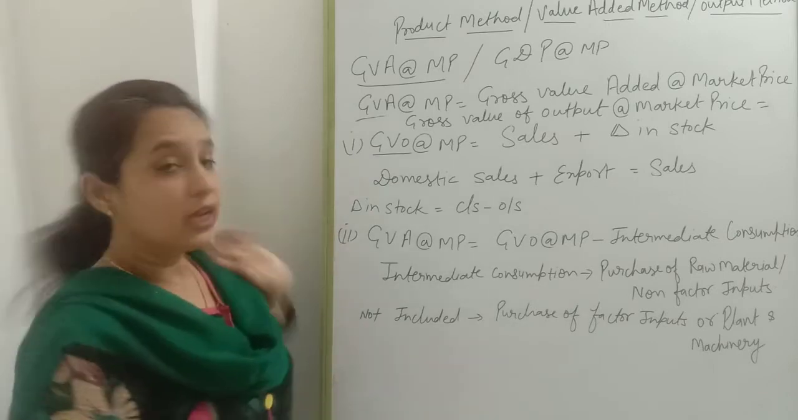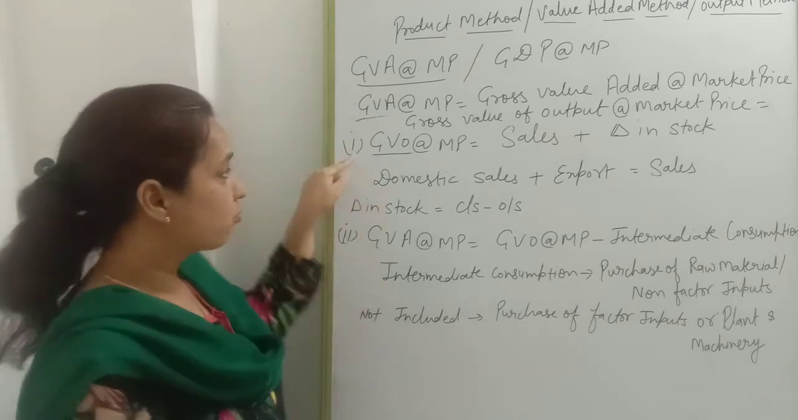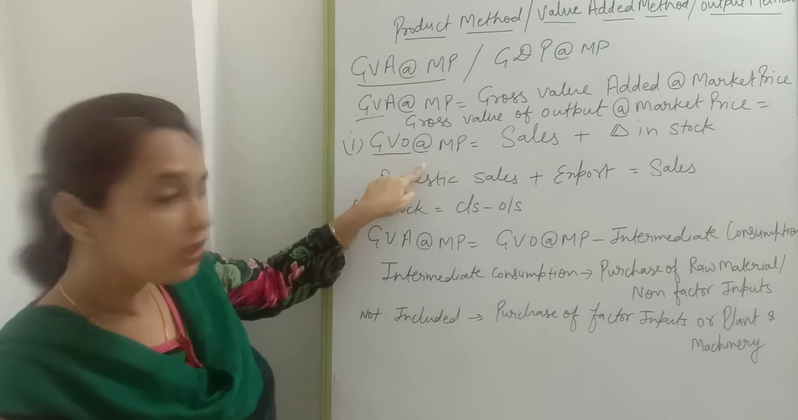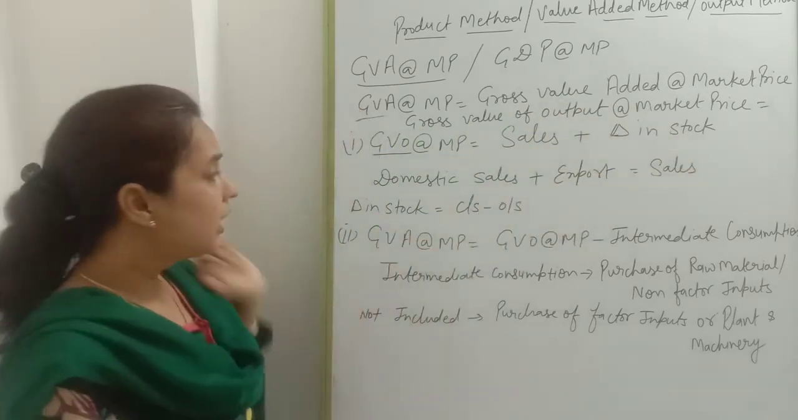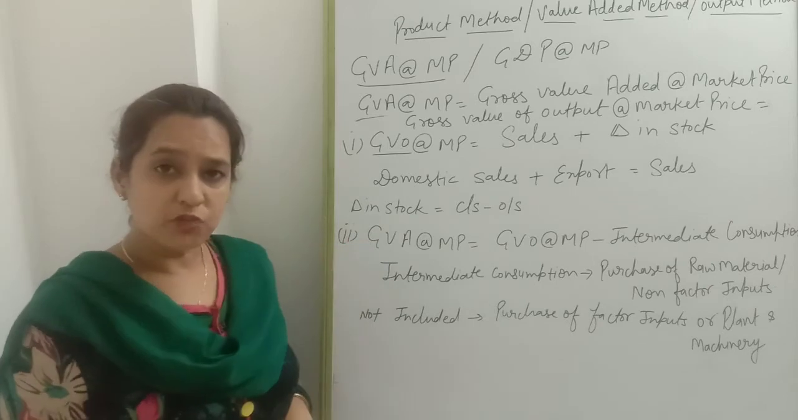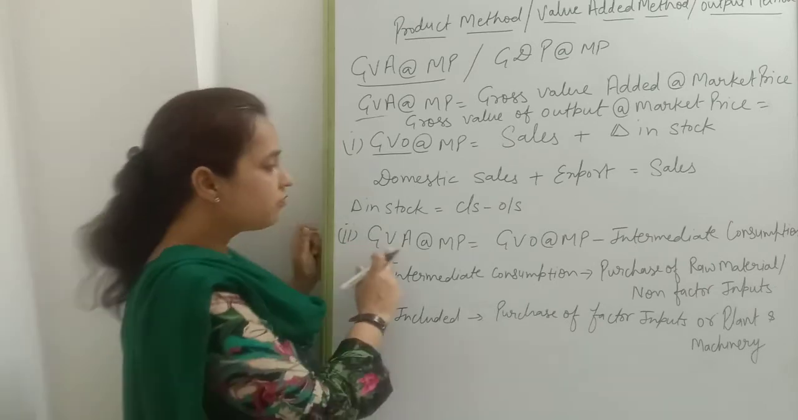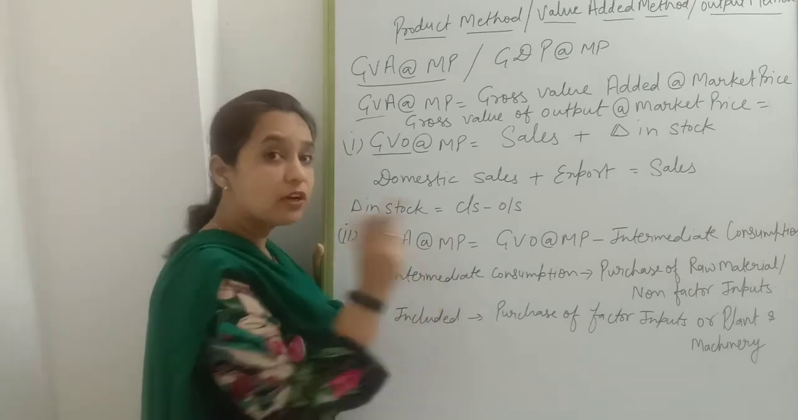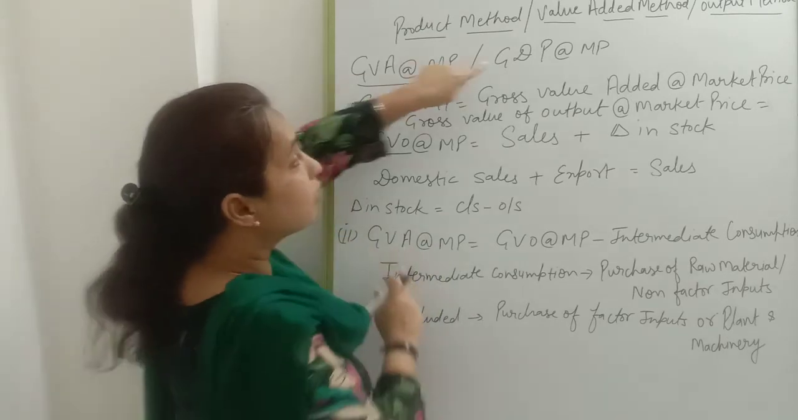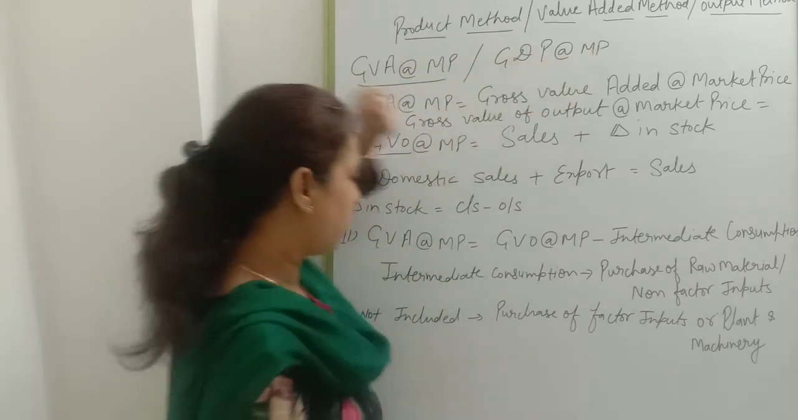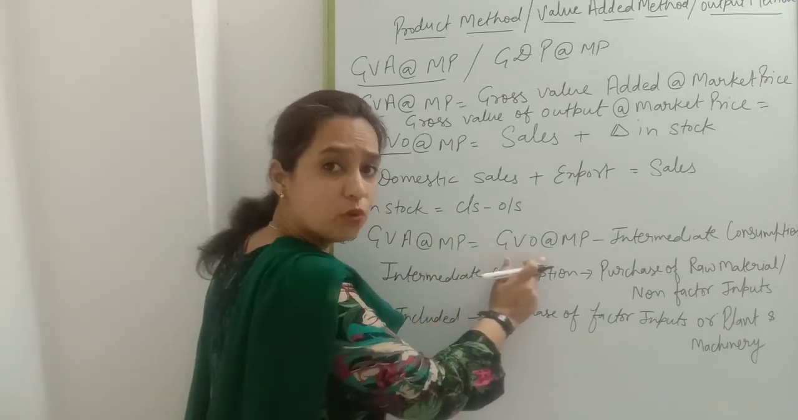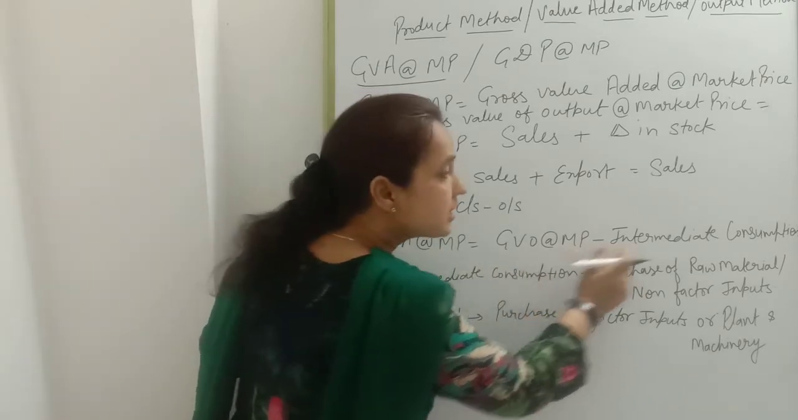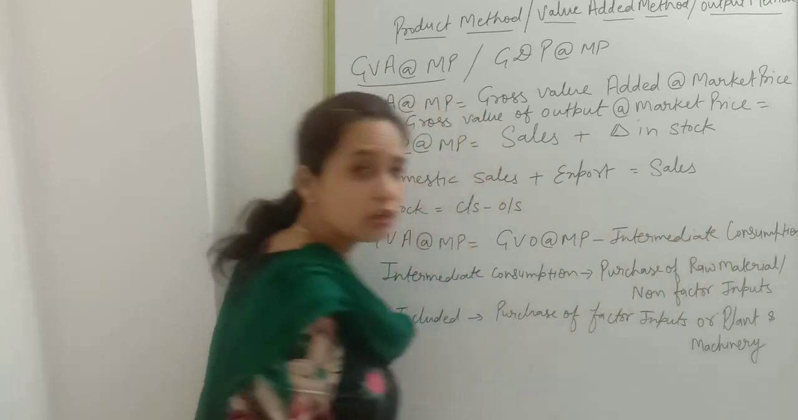Now, here we have two formulas. First formula, GVO at the rate of MP, which means gross value of output at the rate of market price. The next formula, by which we are going to calculate GVA at the rate of MP, which I told you is equivalent to GDP at the rate of MP: GVA at the rate of MP equals GVO at the rate of MP minus intermediate consumption.